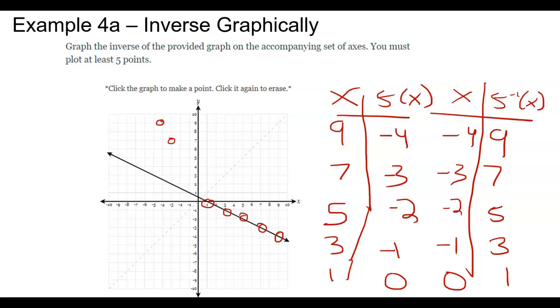3, 7, 2, 5. -1, 3, 0, 1. And then it will automatically graph it for you. So please forgive my awful line. But it will look something like that. So that is how we graph the inverse.